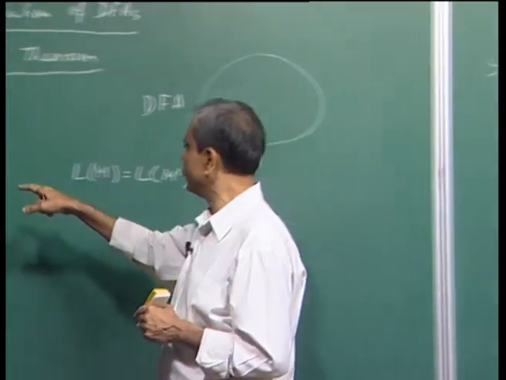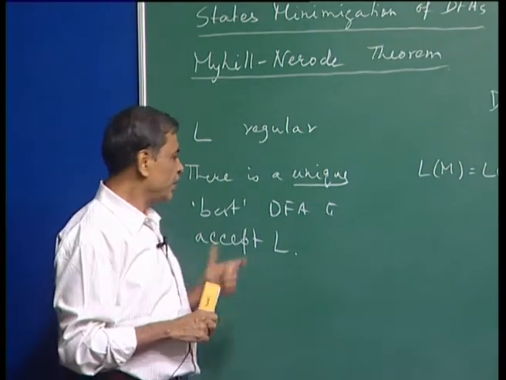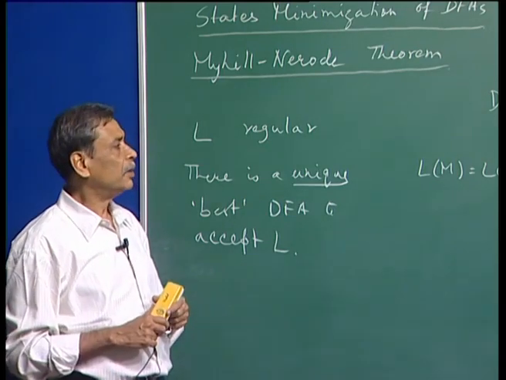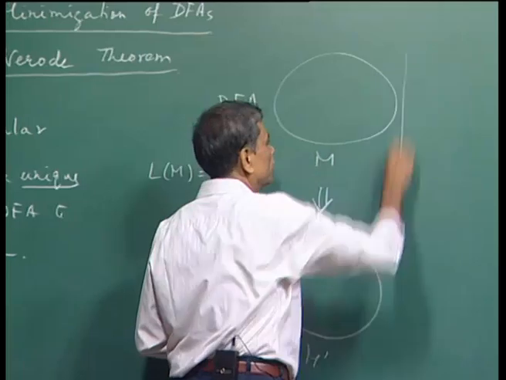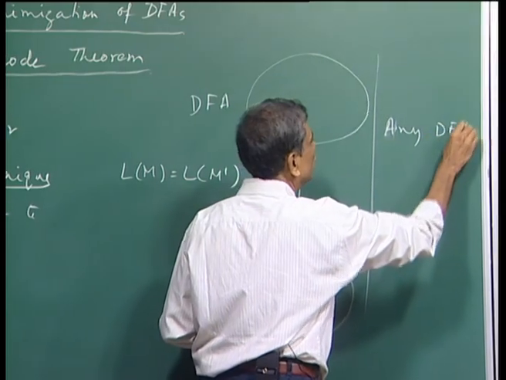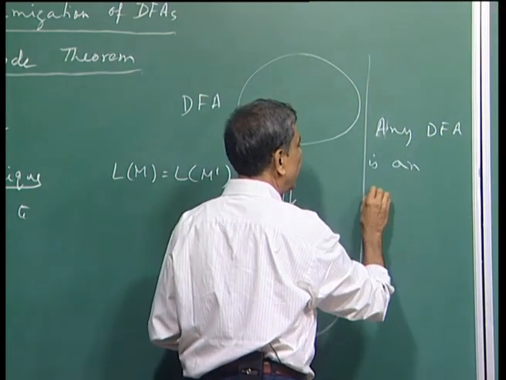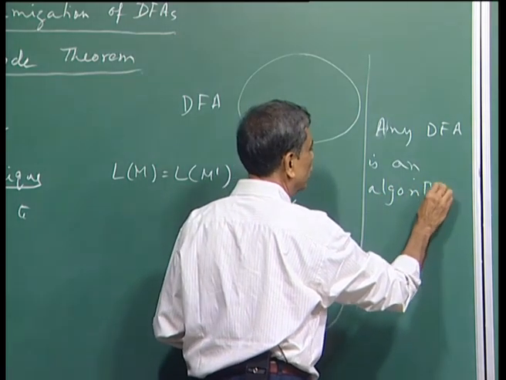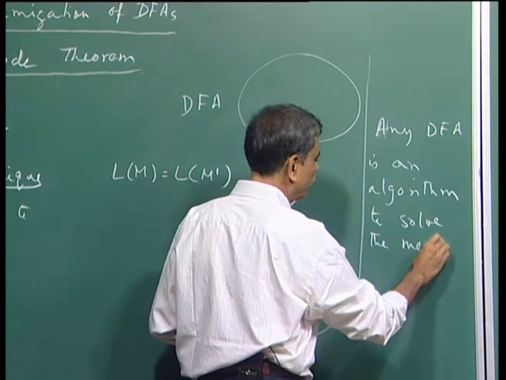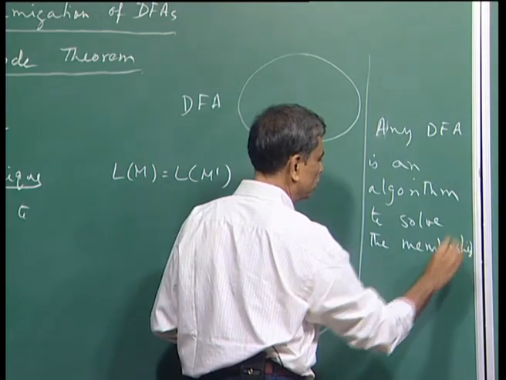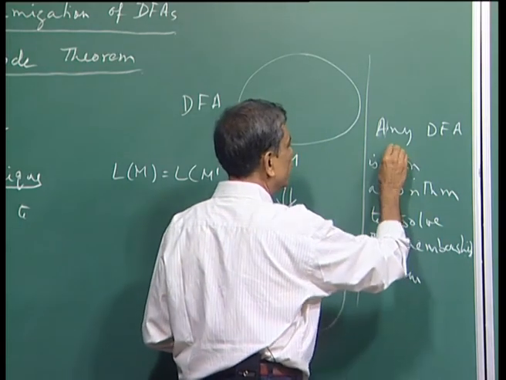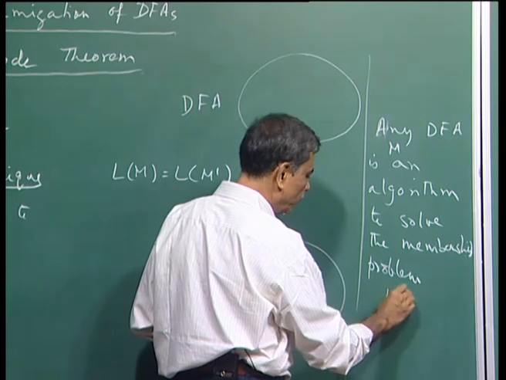Here what we are trying to say when we are saying there is a unique DFA, first of all you can think of a DFA also as an algorithm which solves the, so what I am saying is any DFA is an algorithm to solve the membership problem. So any DFA, let us say M, it solves the membership problem of the language accepted by M.